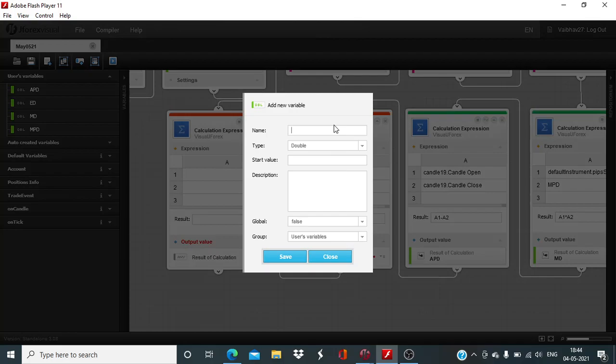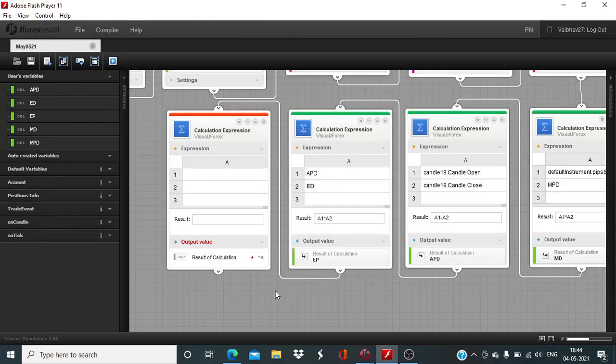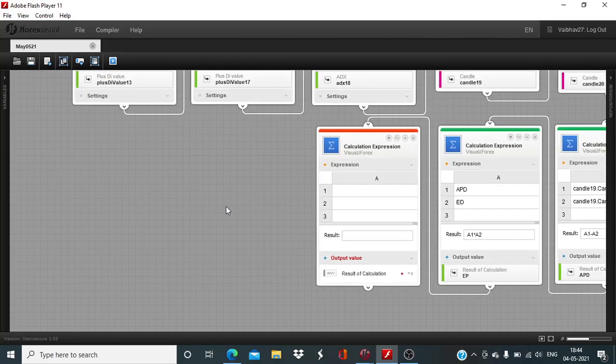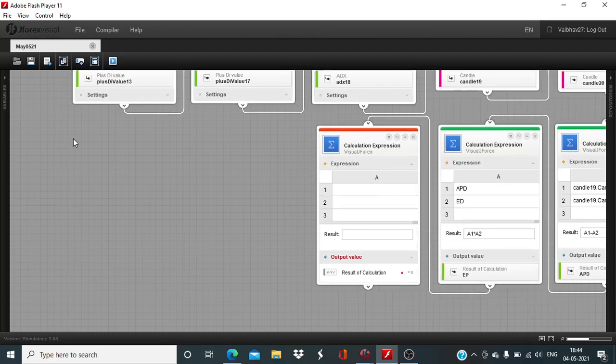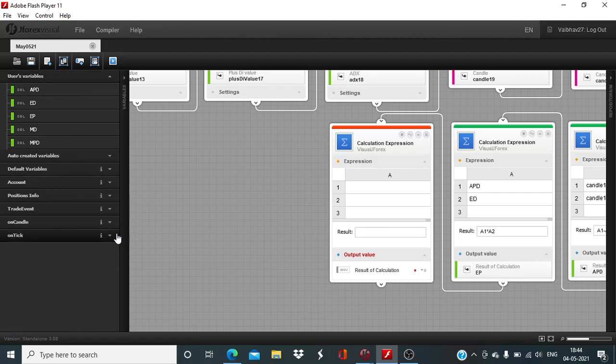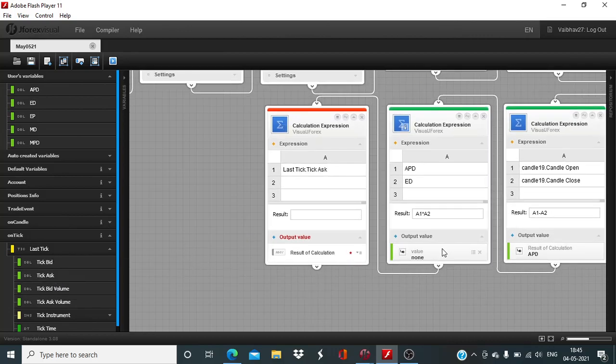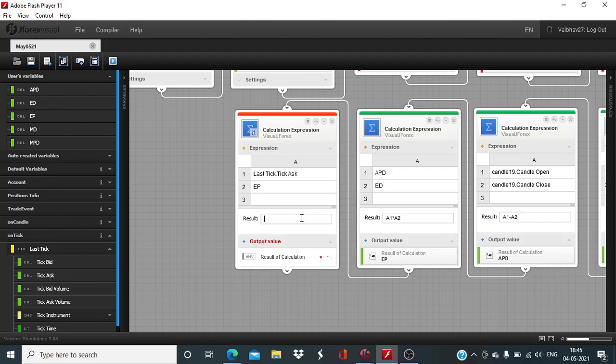And this will be execution point, pips also, you can say, which we will add to last tick price to arrive at the initiation point for the sell trade, and we will calculate that straight away. Last tick ask, and there is going to be a limit order we will add, so it will be above the current price. A1 plus A2.